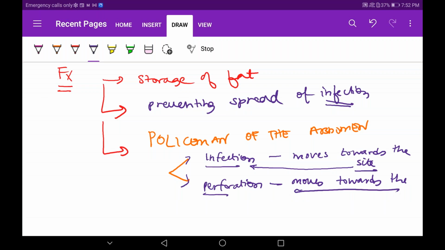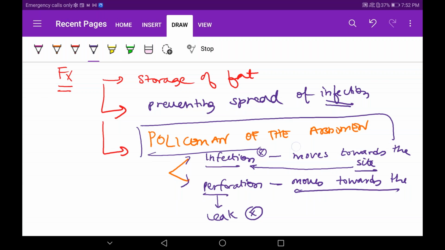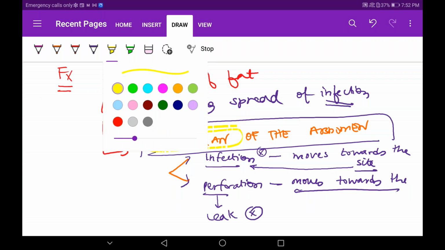So when it moves towards the areas of perforation, there is no leakage and no infection, so that macrophages can fight. That's why we are giving the name policeman of the abdomen. Did you understand the greater omentum? Please let me know.